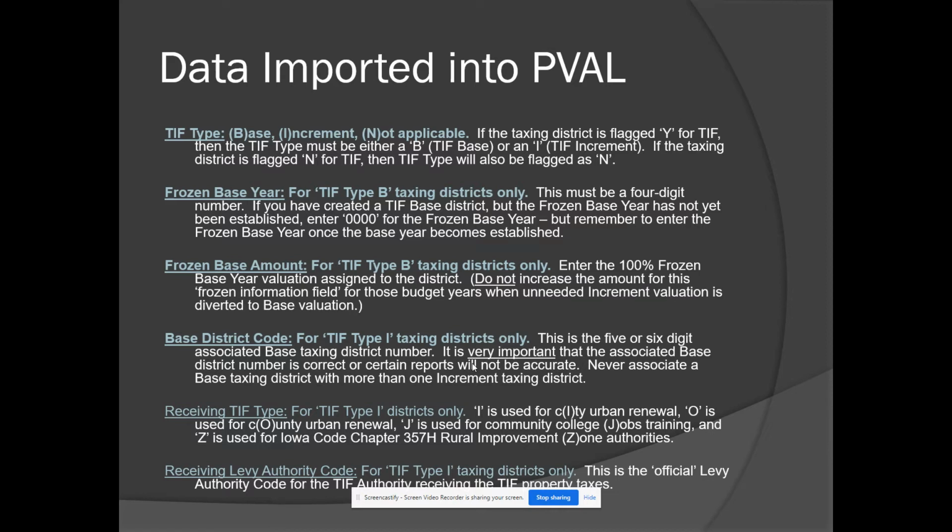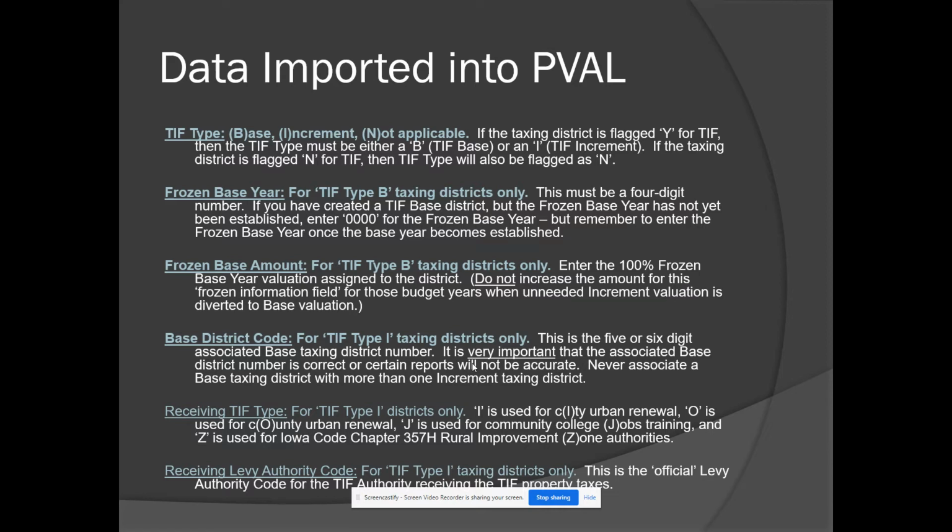Frozen base year, a 4-digit number. And if you have created a base district, but the frozen base year is not set yet, you can enter 4 zeros for the frozen base year. But do remember that you have to go back into the system in a later year and update that frozen base year once it becomes established. Frozen base amount, this is again for the base district, and you're going to enter the 100% frozen base year valuation assigned to that district.